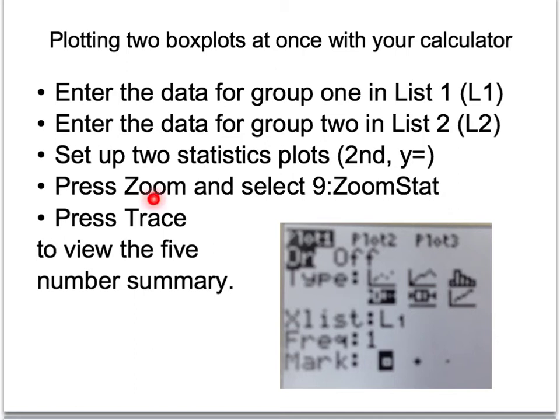Then if you press Zoom and then go to selection 9, that will give you the best window to view the box plots. Then press Trace, and with the Trace key and the arrows, you can view the 5-number summary. Remember, the 5-number summary is the min, quartile 1, the median, quartile 3, and the max.